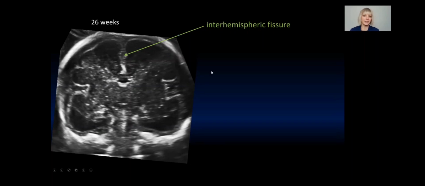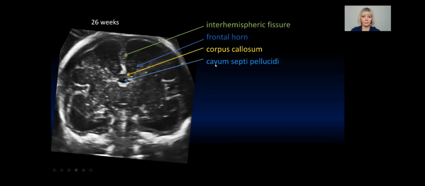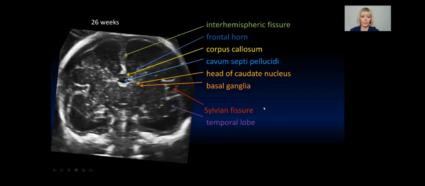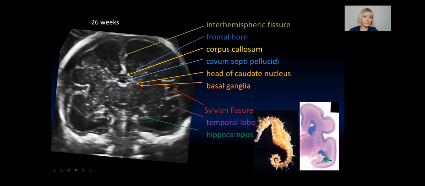At 26 weeks, we can identify the interhemispheric fissure, frontal horns, corpus callosum, the cavum septi pellucidum, the caudate nucleus, which is here, the basal ganglia, sylvian fissures, temporal lobes, and the hippocampus of the temporal lobe, which is the structure curving along the medial inferior aspect of the temporal lobe. Hippocampus means horse sea monster, and you can see the tail resembles the hippocampus in the fetal brain.